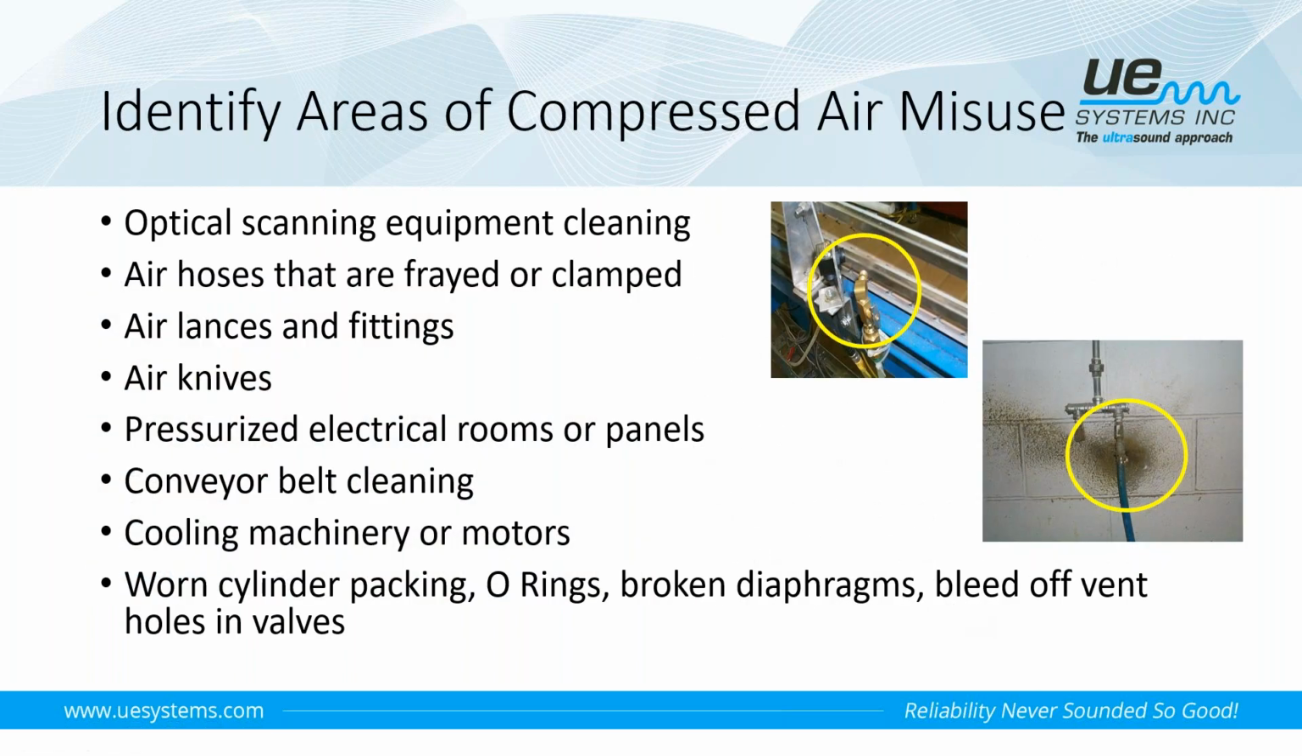Now, while you're out doing your initial walkthrough or scan of your area, look for areas of misuse. These are just some typical ones here. You've got optical scanning equipment cleaning, where we've got air constantly blowing on a sensor, air hoses that are frayed or clamped. Air knives are areas where you can have tremendous savings, and there's other equipment out there that can do the same purpose without having to use compressed air. Conveyor belt cleaning is a common one.